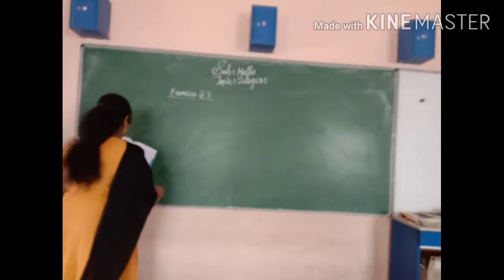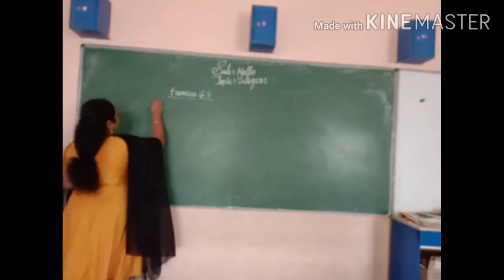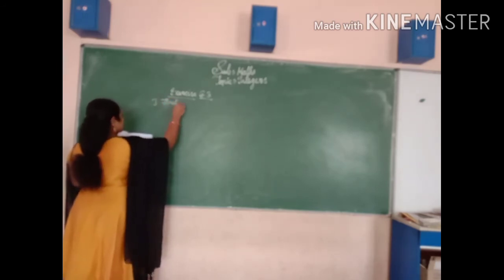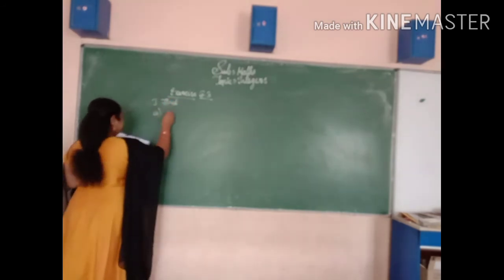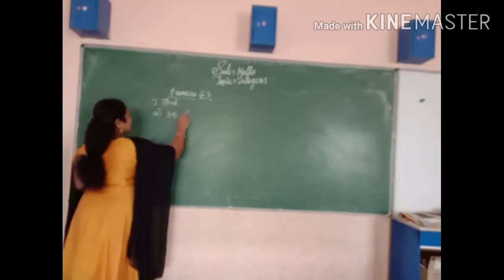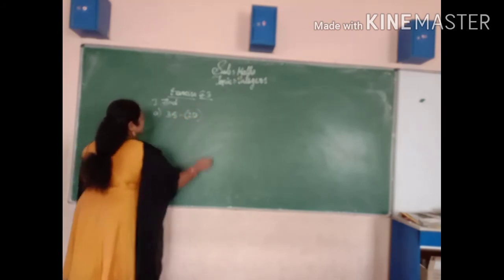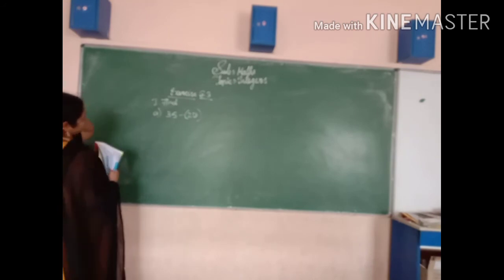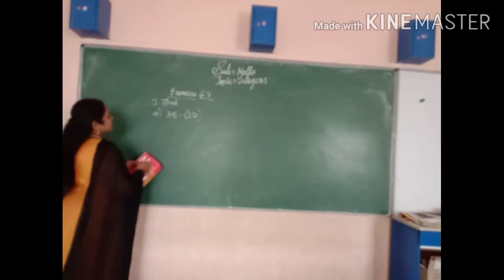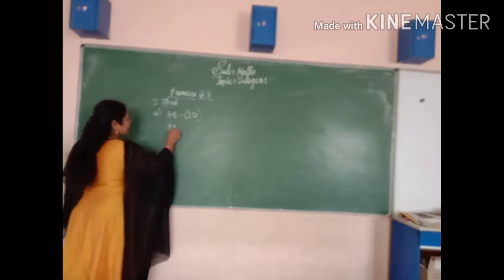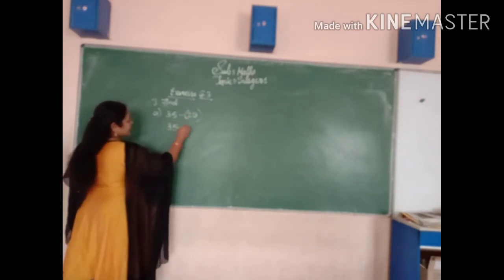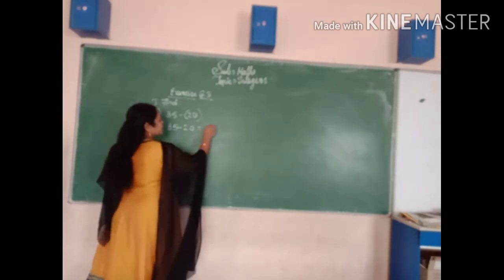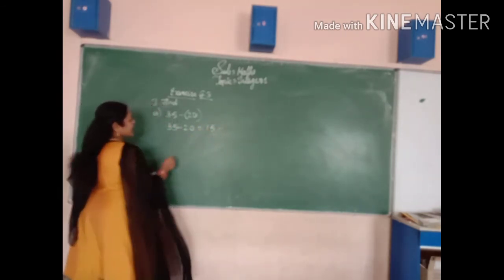Exercise 6.3. So the first one we have is find. When we write A, 35 minus 20. So 20 is a positive number, and here 35 is also a positive number. Okay, so let me see. 35 plus into minus, minus 20. So 35 minus 20 is 15. So we will get the answer.